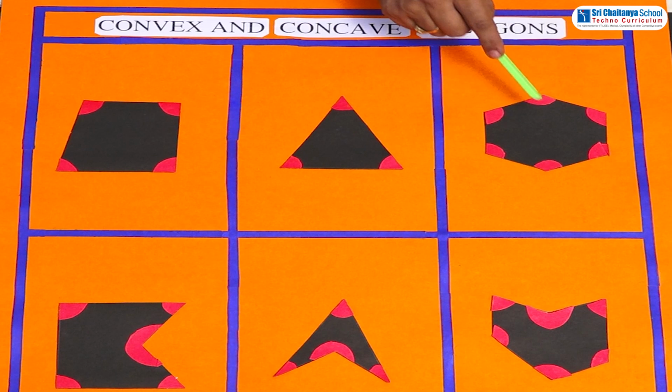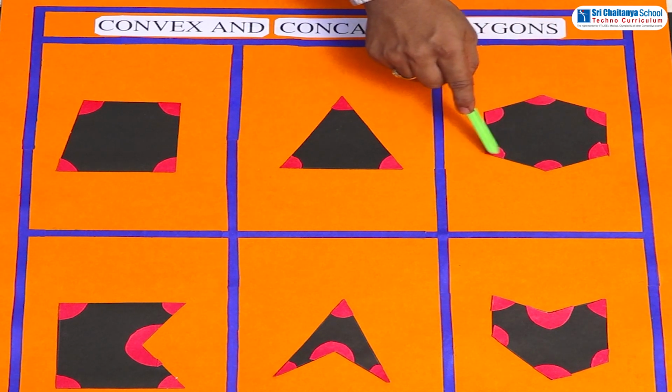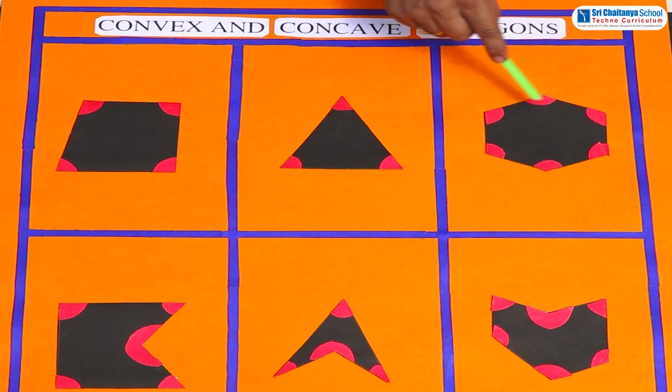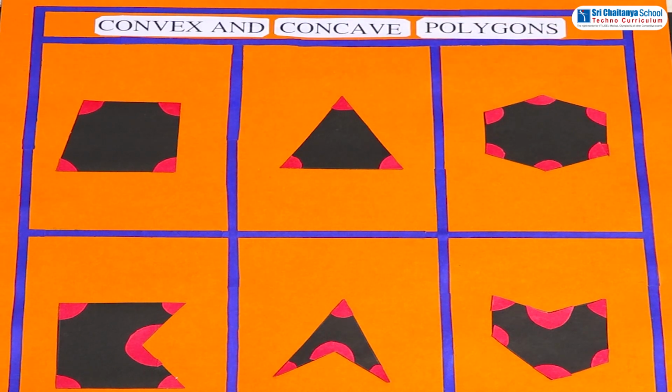Here in this polygon, if you draw the diagonals, all the diagonals lie in the interior of the polygon. So, we can define that if the diagonals lie in the interior of the polygon, then that polygon is called a convex polygon.